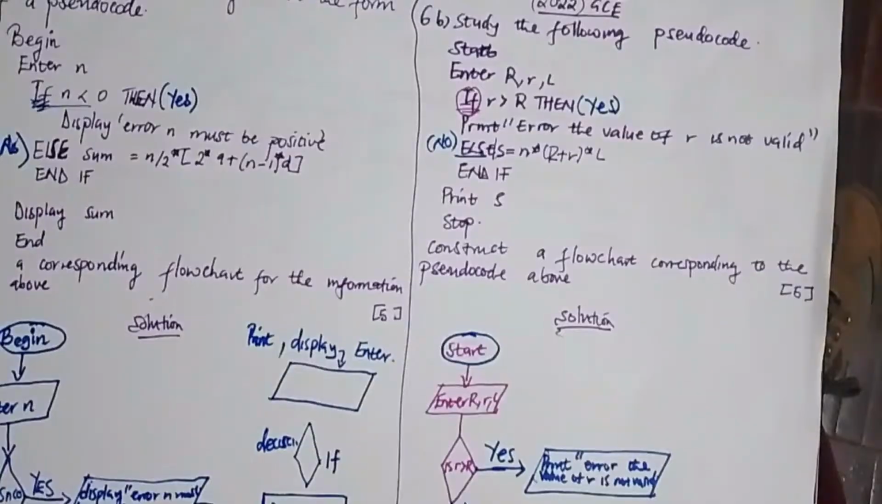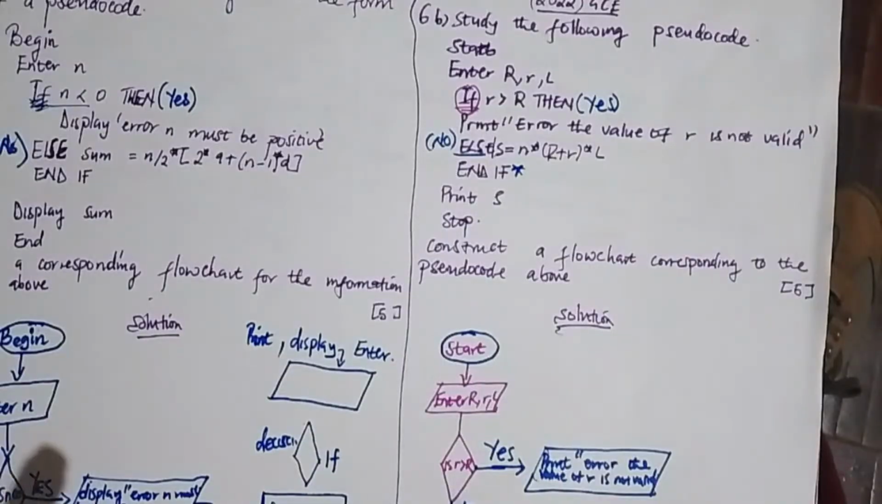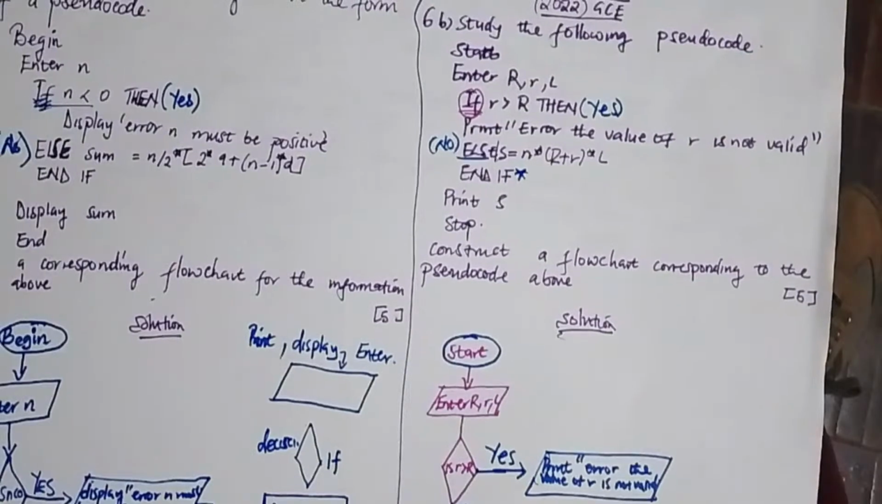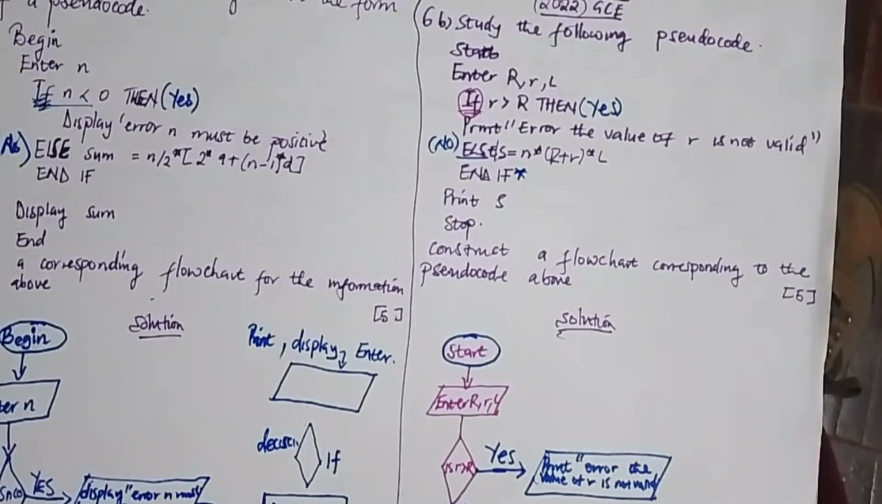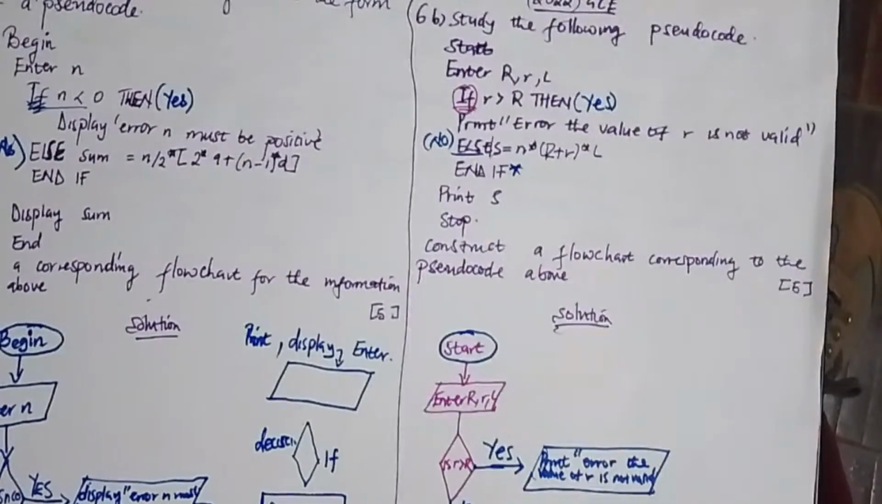Next, we are going to say end if. Remember, I told you end if doesn't have any box. You skip it. Then we go to print. Here, I said print should have the same parallelogram. So here you say print S. Then at the end you write a circle and say stop.